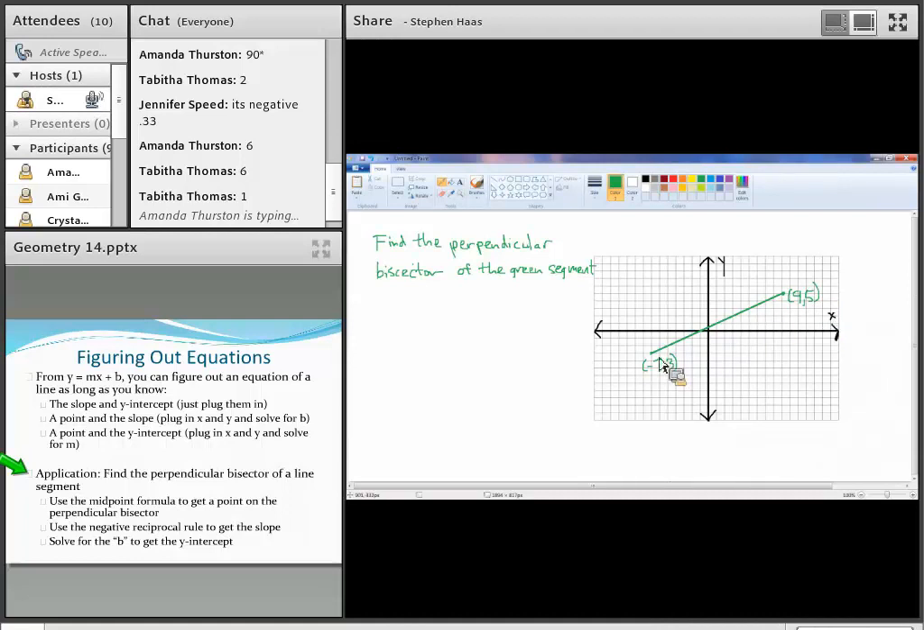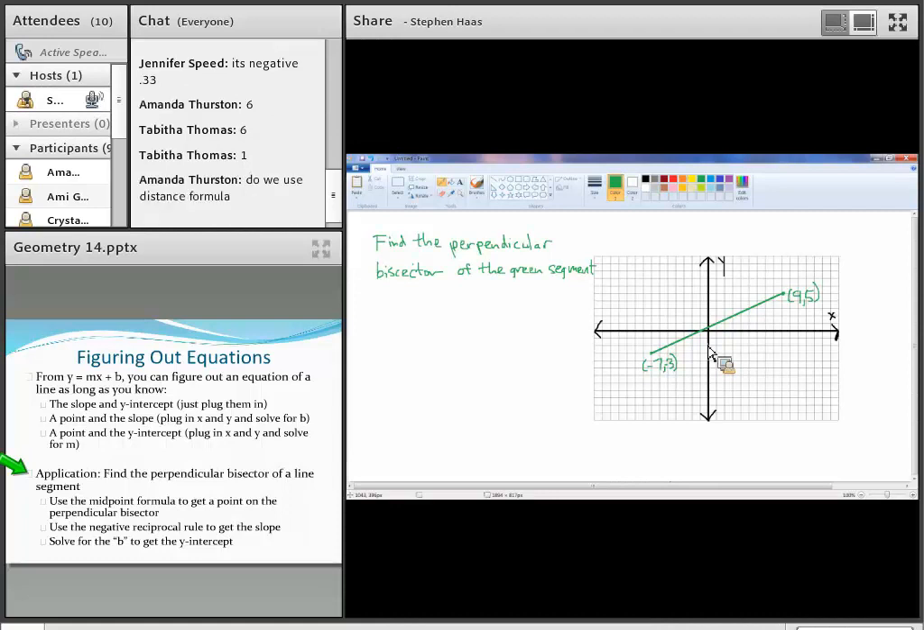Okay. So, in order to figure out what's going to be perpendicular to it, what's the first thing we need to establish? We need to establish its slope. You don't even need the distance formula here. I mean, you could figure out the distance, obviously, but then you'd have to figure out what's halfway in between, so you'd have to kind of use trial and error. You could use the distance formula, but it would be much harder.